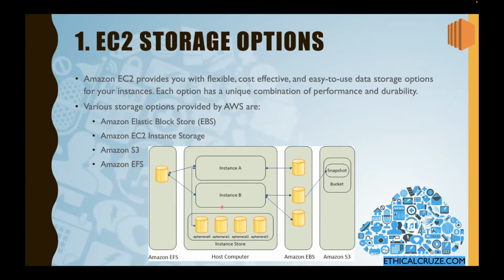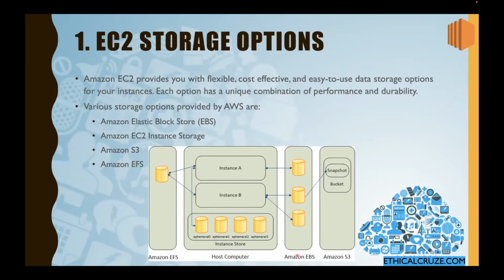If you see in this diagram, there are two instances, instance A and instance B, and this is your host computer. The EC2 instance basically resides on your host computer, and as you can see in this diagram, instance A is connected with this particular instance store. With this instance store, there are different block storage options, and this is connected to this particular instance.